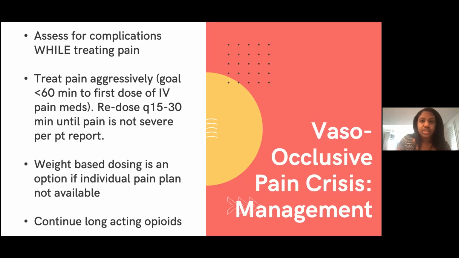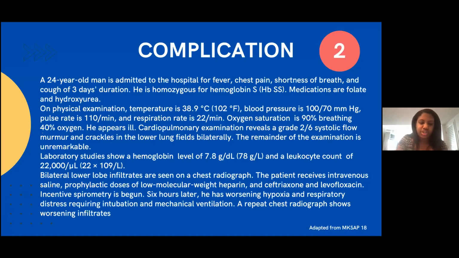All right. Move on to this next question here. This is actually a mix-up question. I'll go through it quickly. I won't read every word, but we have a 24-year-old man coming to the hospital for fever, chest pain, dyspnea, and cough. He has sickle cell disease, the SS mutation. He takes folate and hydroxyurea. On exam, he is febrile, 38.9. Blood pressure is 100/70. He's tachycardic to 110.